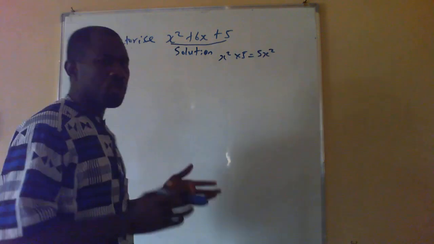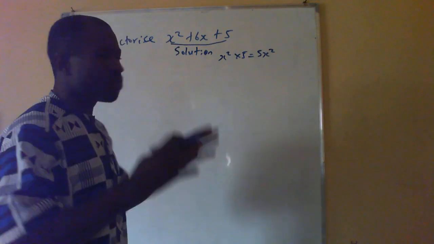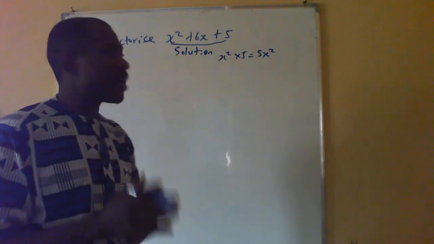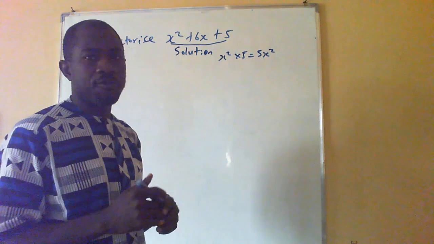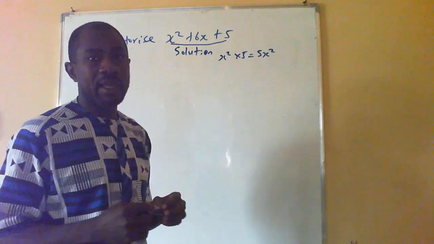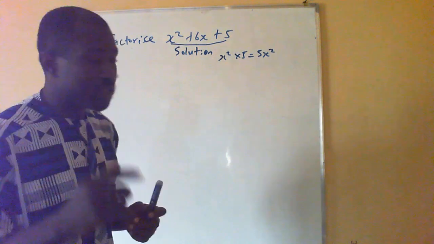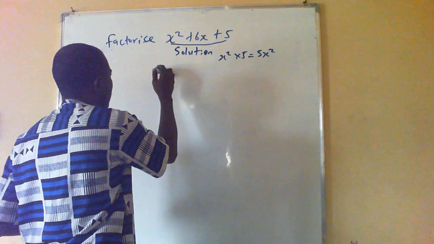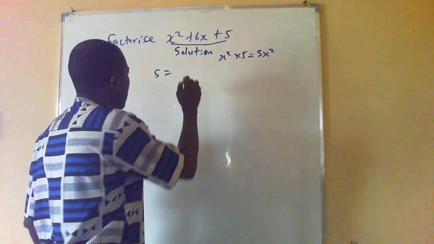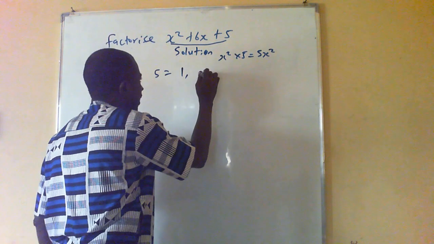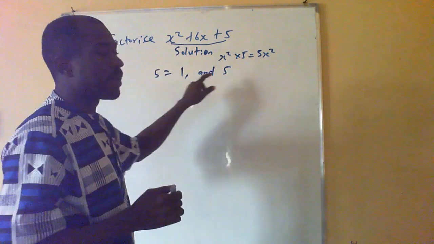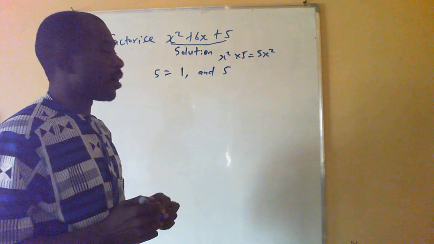We're going to look for two numbers such that if we add them together we get 6, and if we multiply them together we get 5. To help us get these two numbers, the first thing we will do is find the factors of 5. The factors of 5 are 1 and 5. Only two factors.